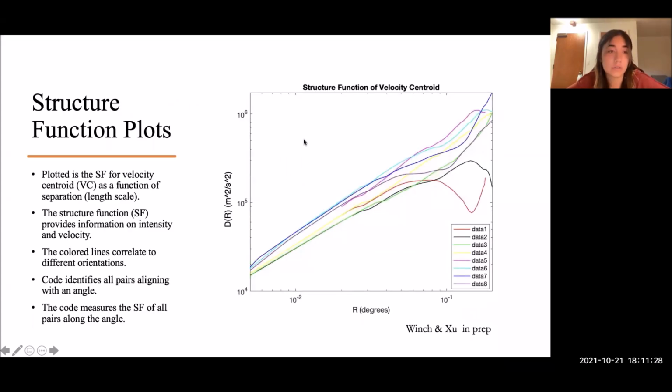And onto our structure function plots. Plotted over here on the right is the structure function for velocity centroid as a function of separation, or the length scale. The structure function is able to tell us information on both intensity and velocity. These 8 different colored lines correlate to different orientations along which we are measuring the structure function. The code that we work with is able to identify all pairs aligning with a certain angle, and then measures the structure function of all pairs along that angle.